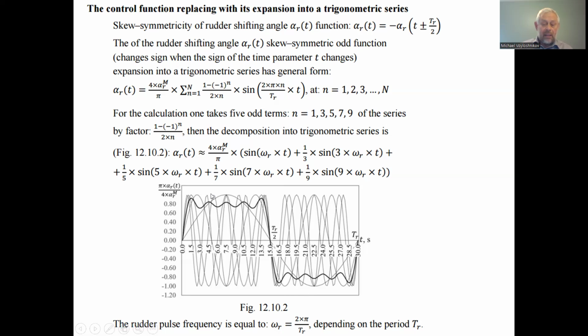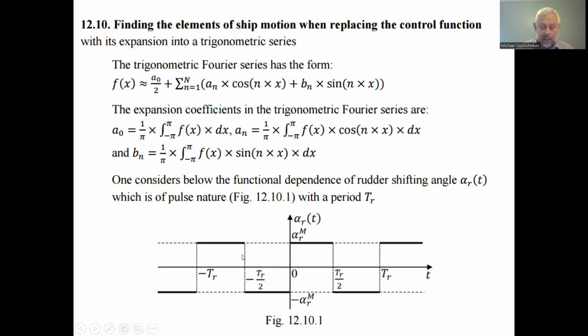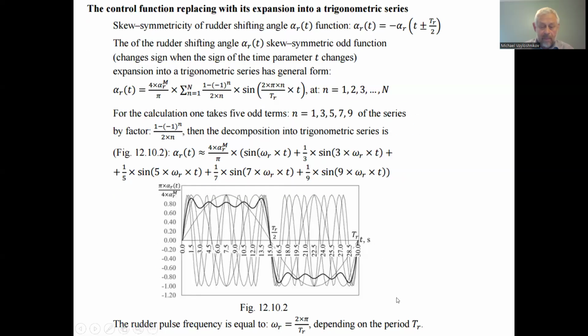And we consider the periodic unlimited process of turning rudders for the same maximal angle. We are looking for the expansion into the Fourier series to have the differentiable function on the right side of the inhomogeneous equation, to have the decision of the ship motion when it rather turns by the impulse nature.